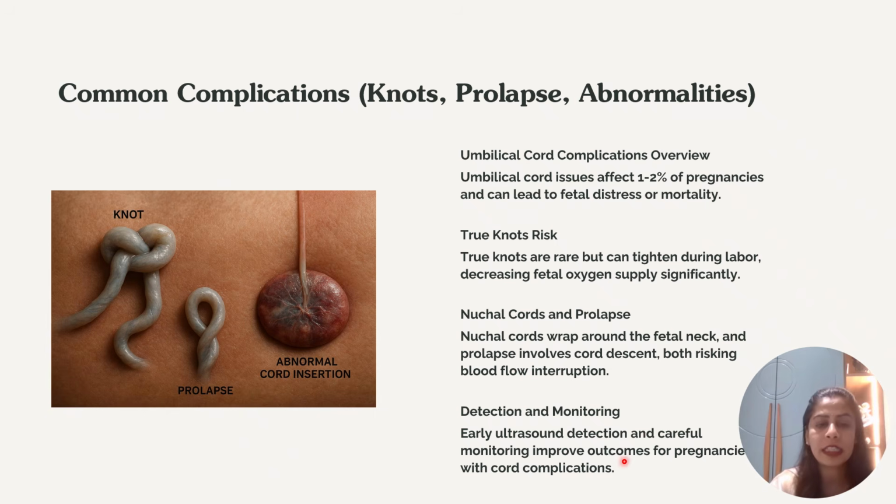And next is detection and monitoring. So, by doing early ultrasound detection and careful monitoring and observing, we can improve the outcomes of pregnancy with cord complications. So before that itself we need to identify what the risks related to the umbilical cord are, and we can prevent so many complications.